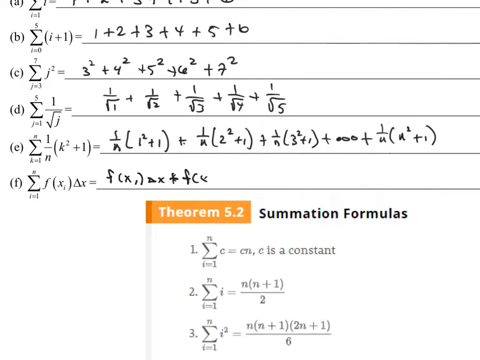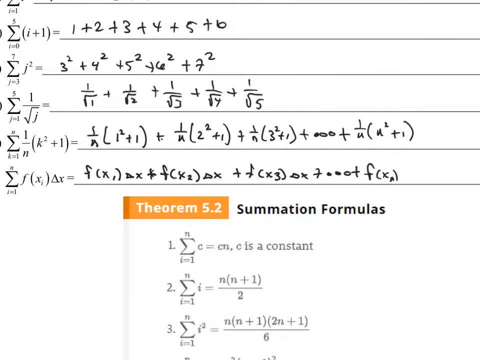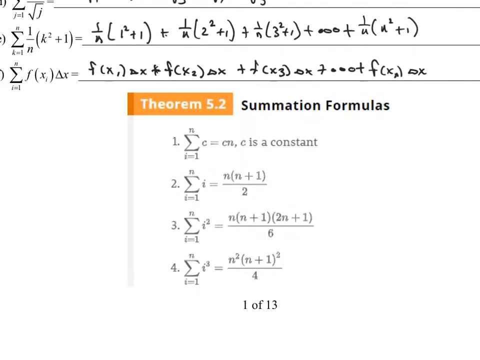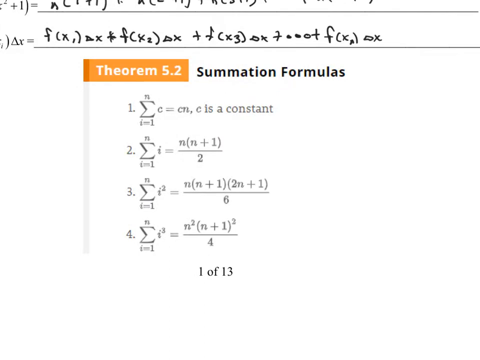Plus f of x sub 2 delta x. Plus f of x sub 3 delta x plus, and we would continue that pattern until we reach the number n. So this would be f of x sub n delta x. So that's what that would look like in expanded form. Again, I don't even know how many terms that is because they haven't specified what n is. All right? Okay. So let's look at Theorem 5.2.